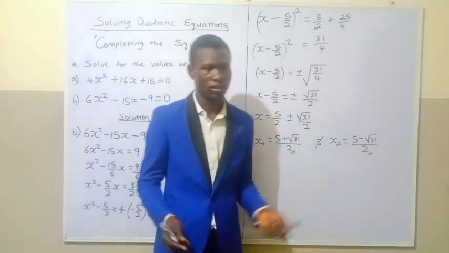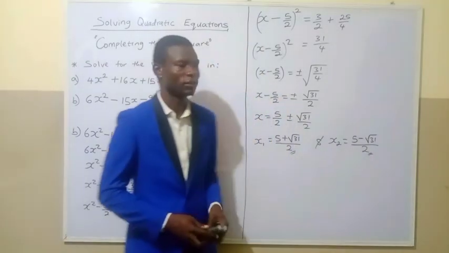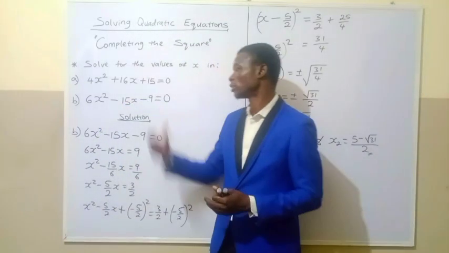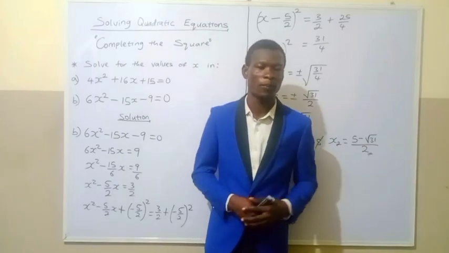But if you don't have access to a calculator, this solution format is still acceptable. So those are the two questions solved for the completing the square method under quadratic equations. Thank you.